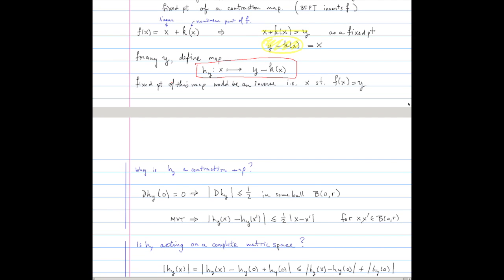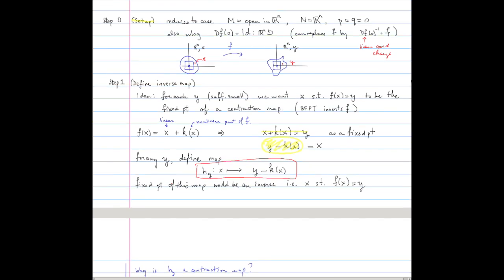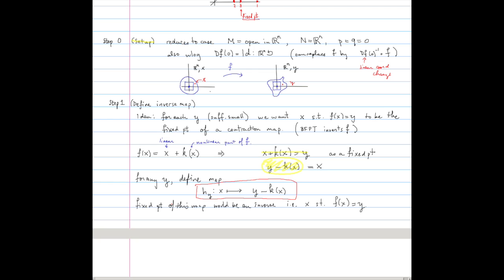Okay, so all we need to do now is check that, first of all, this h_y is a contraction map. And we also need to check that there is a subdomain inside R^n that it's acting upon, and we want that subdomain to be compact so that as a metric space it's complete.